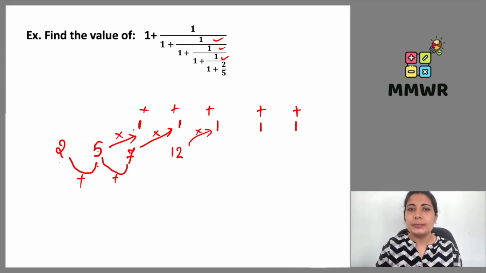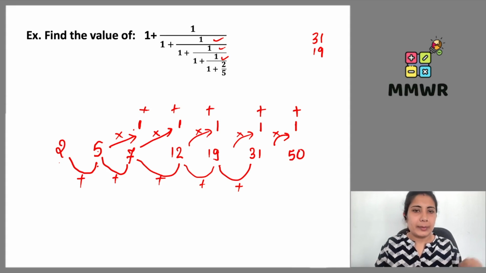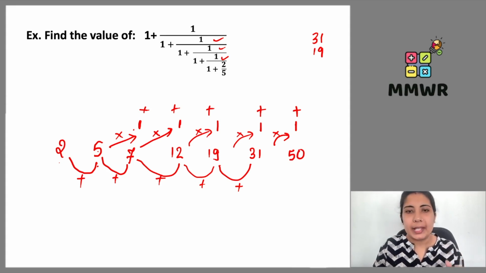Now 12 ones are 12 plus 7 gives me 19. 19 ones are 19 plus 12 gives me 31. Now 31 ones are 31 plus 19 gives me 50, right? If I'm not wrong, yeah, 9 plus 2, 11, carry over 1, 31. 31 plus 19 will give me 9 plus 1, 10, carry over 1, 3 plus 1 plus 1, 5. So 50. Now at the end we got 50 here.